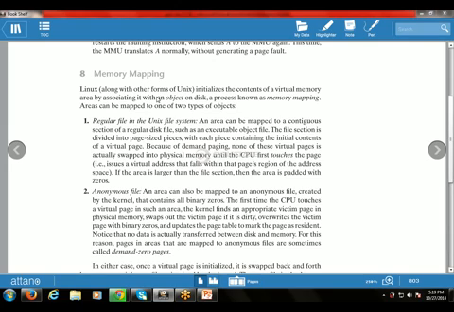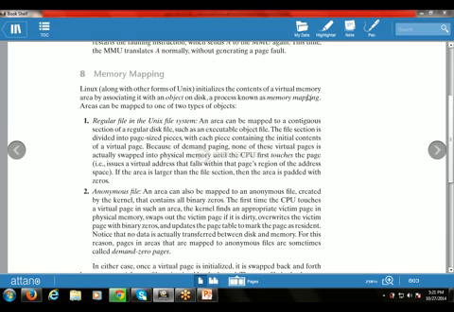Linux, along with other forms of Unix, initializes the content of a virtual memory area by associating it with an object on the disk. That process is known as memory mapping. That is how to initialize the content of the virtual memory, by associating it with an object on the disk. In simple terms, mapping from one object to another is known as memory mapping.